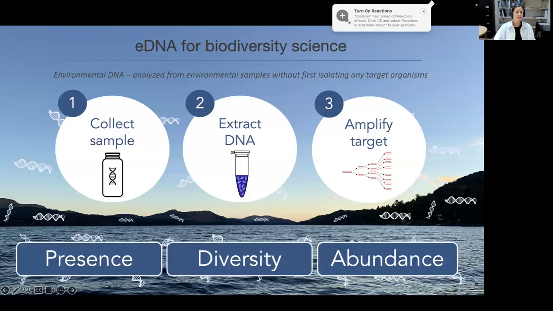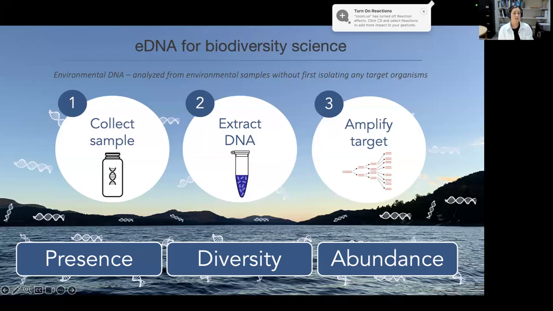So we can think about the data that we're getting from this environmental DNA approach as belonging to three broad categories. We can think of this in terms of presence or presence-absence data of a single species or a couple species. We could think of this more broadly in terms of diversity data. So if we're amplifying the gene of all of the fishes or all of the vertebrates or all of the microbes in the sample, we can then use environmental DNA to understand the diversity of those different taxonomic groups.